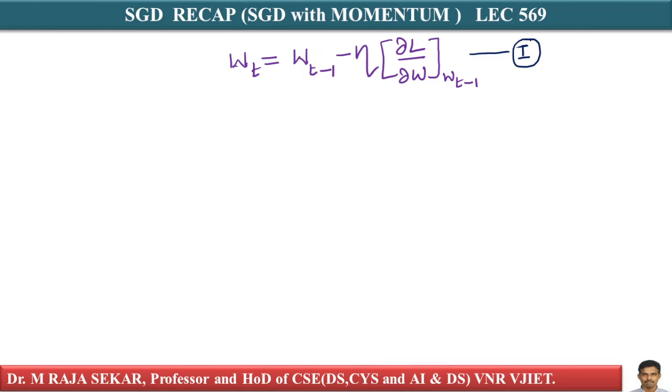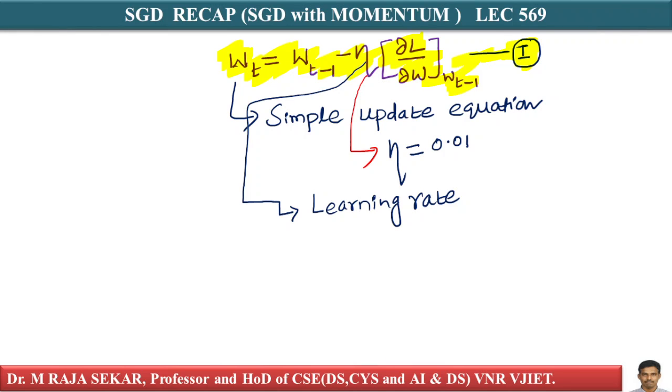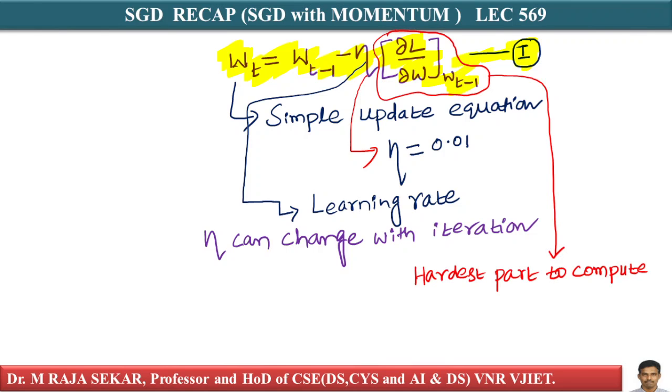Given this update equation, typically your eta value is 0.01. Eta is the learning rate. Eta can change with iteration, isn't it? The hardest part to compute in this whole thing is the derivative. That's the most important thing to compute. If you look at the derivative dou L by dou W, remember, the loss contains all the points, isn't it?